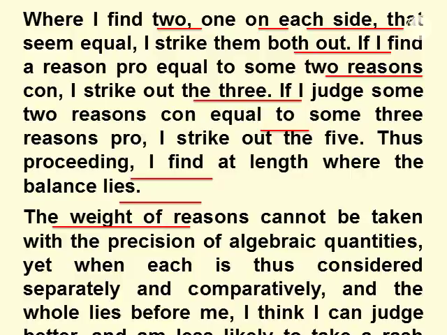Where I find two, one on each side, that seem equal, I strike them both out. If I find a reason pro equal to some 2 reasons con, I strike out the 3. If I judge some 2 reasons con equal to some 3 reasons pro, I strike out the 5. Thus proceeding, I find at length where the balance lies. The weight of reasons cannot be taken with the precision of algebraic quantities, yet when each is thus considered separately and comparatively, and the whole lies before me, I think I can judge better, and I am less likely to take a rash step. In fact, I have found great advantage from this kind of equation in what may be called moral or prudential algebra. Wishing sincerely that you may determine for the best, yours most affectionately, B. Franklin.